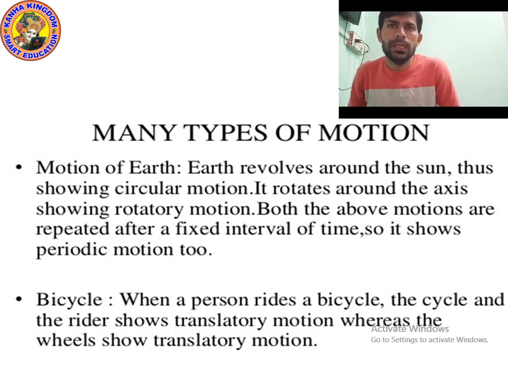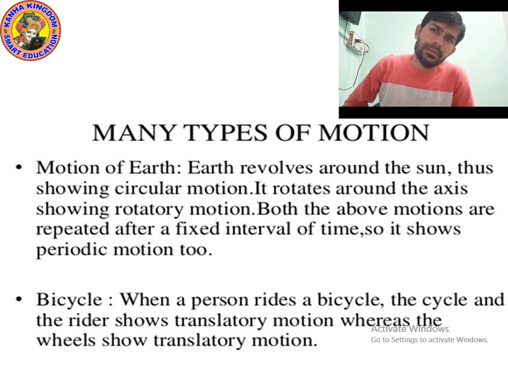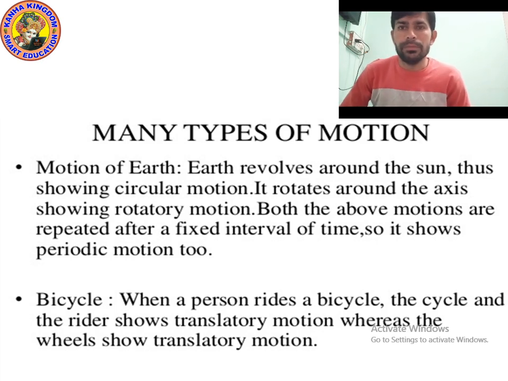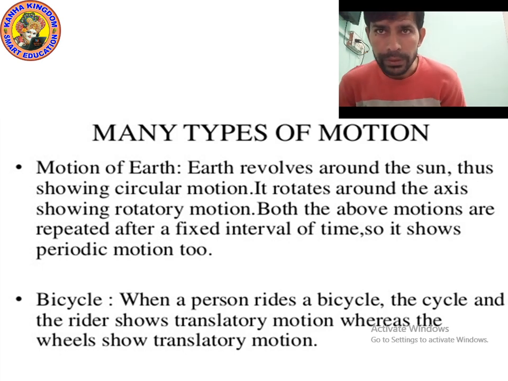Okay, guys, let me tell you 2 points I want to explain. The example of the screw shows that rectilinear motion can be rotatory motion, but rotatory motion cannot be rectilinear motion. Okay, rectilinear motion can be rotatory motion, but rotatory motion cannot be rectilinear motion.